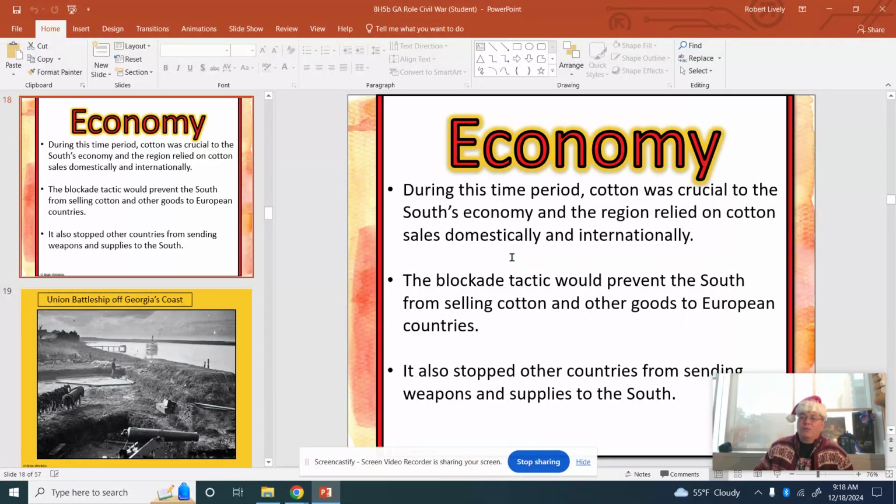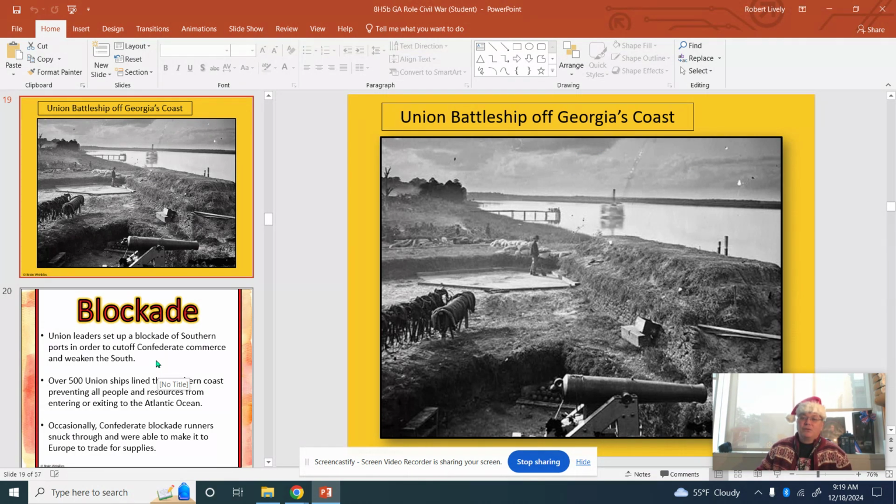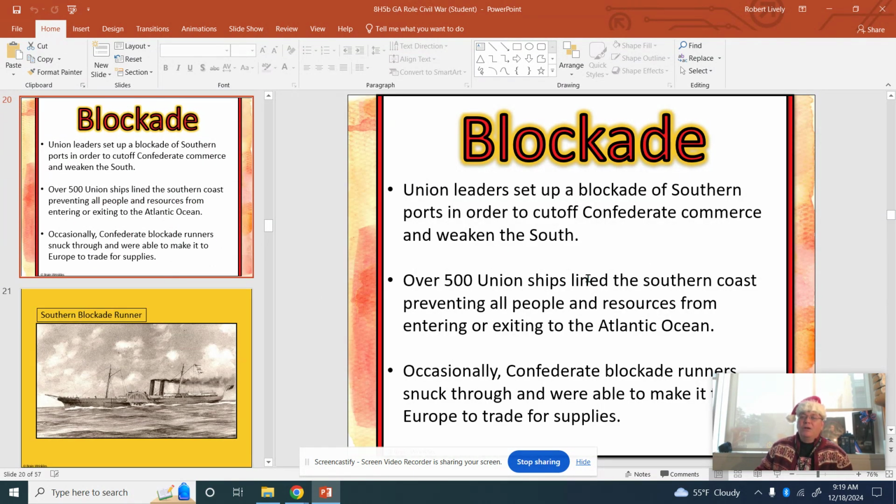During this time period, cotton was crucial to the South's economy, and the region relied on cotton sales domestically and internationally. The blockade tactic would prevent the South from selling cotton and other goods to European countries. It also stopped other countries from sending weapons and supplies to the South. Union battleship off of Georgia's coast. Union leaders set up a blockade of southern ports in order to cut off Confederate commerce and weaken the South. Over 500 Union ships lined the southern coast, preventing all people and resources from entering or exiting to the Atlantic Ocean. Occasionally, Confederate blockade runners snuck through and were able to make it to Europe to trade for supplies.